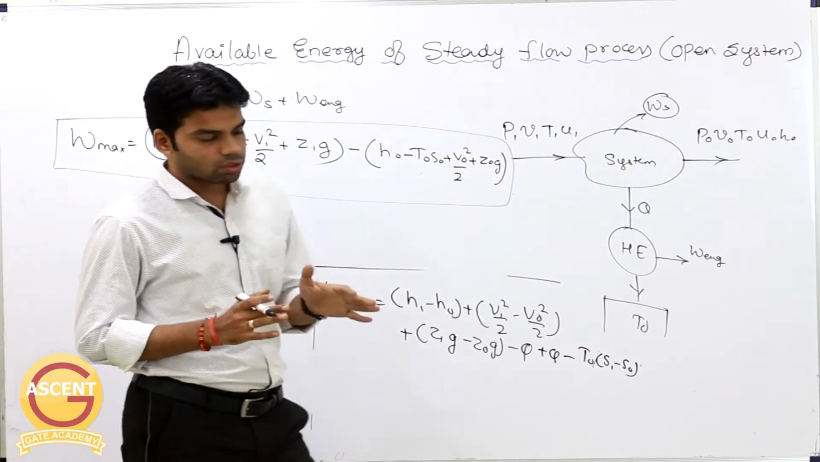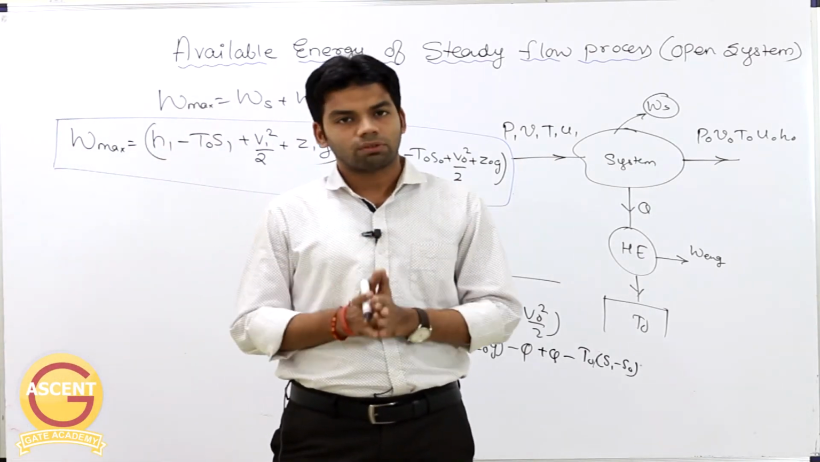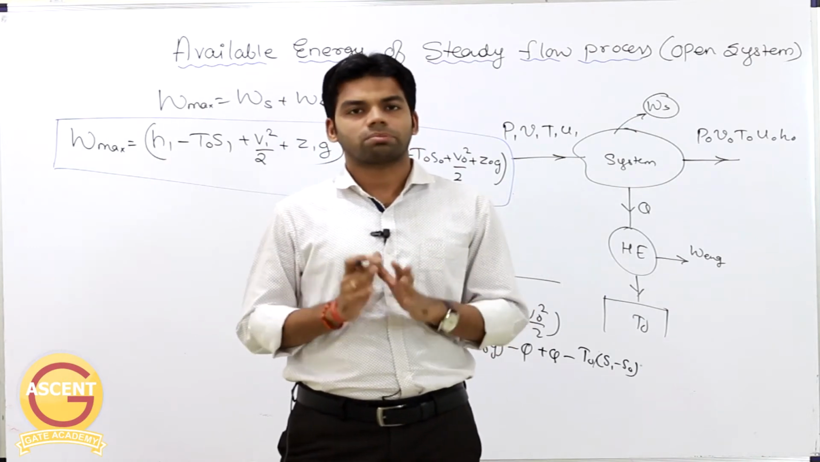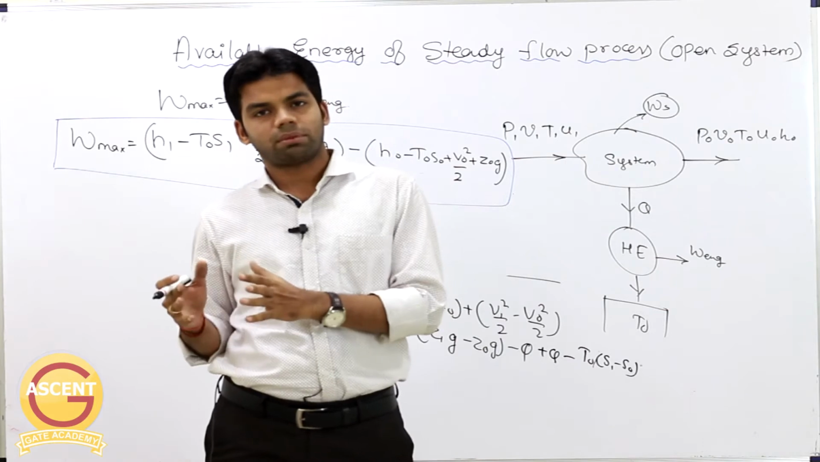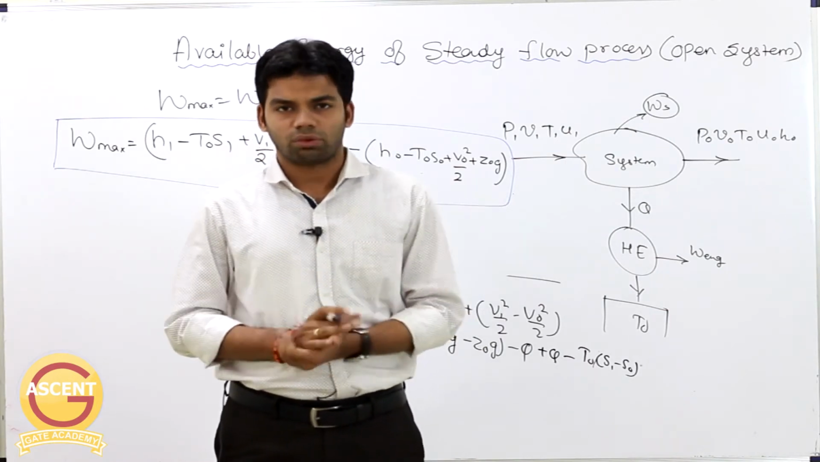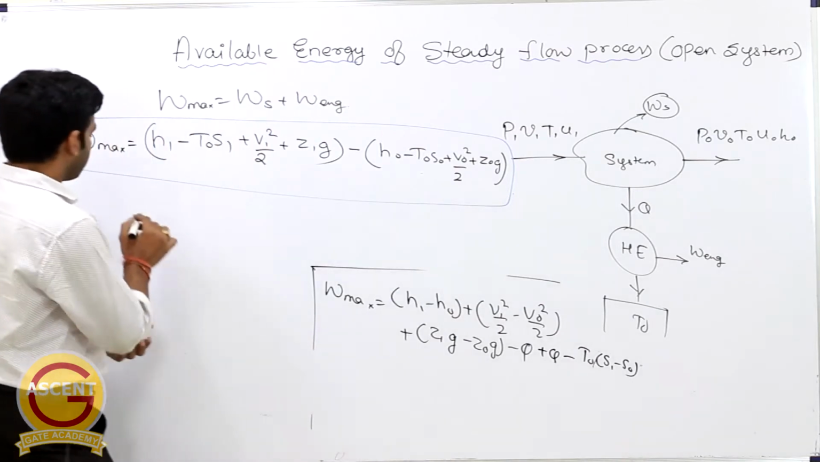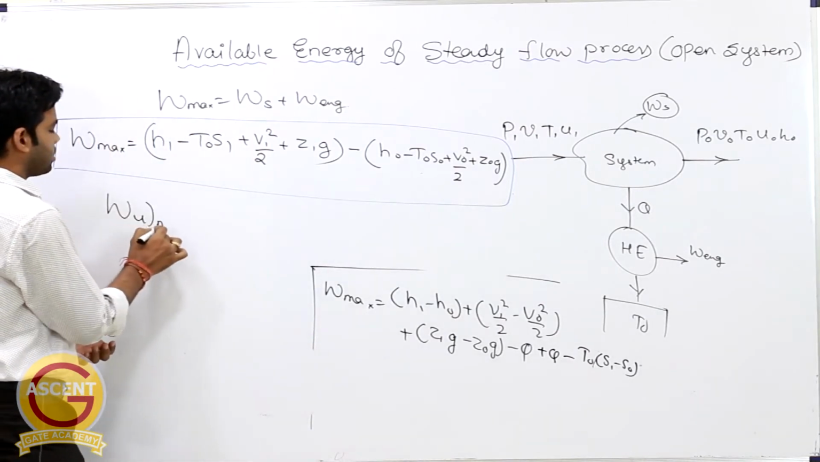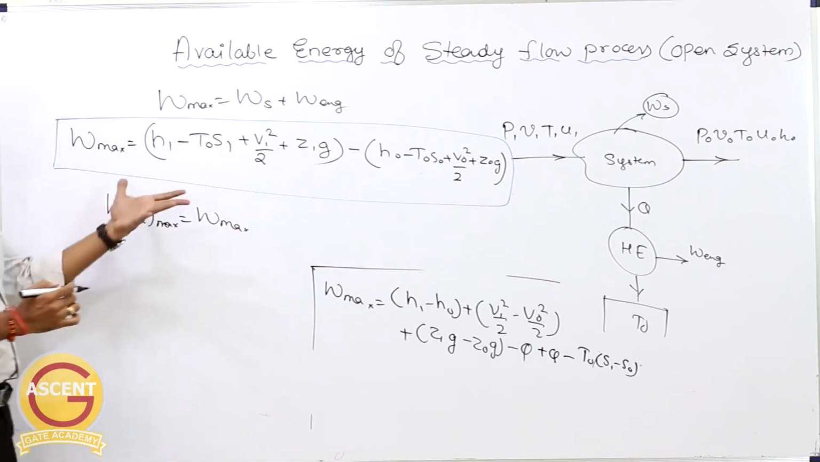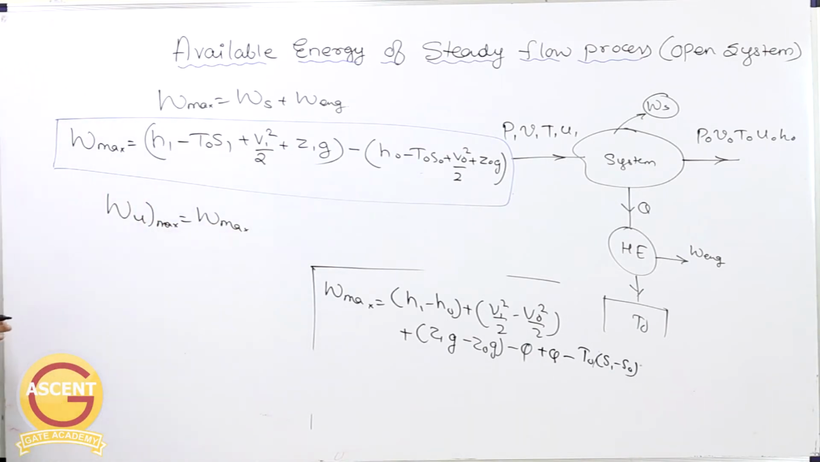So in case of this open system, in case of a steady flow process, available energy and availability both are the same, because maximum work will be equal to maximum useful work, because there is no expansion against any surrounding. Getting this or not? Okay, so you can say this W useful max is also equal to W max, as there is no expansion against surrounding.